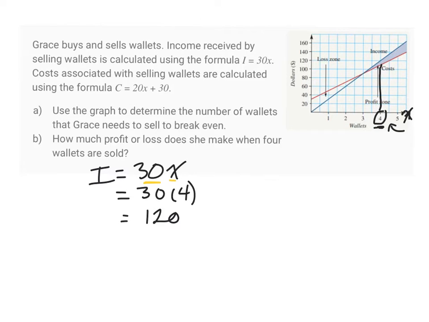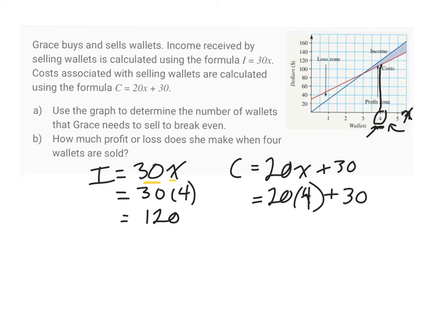So there's her income. Next, we need to figure out her cost. And cost equals 20x plus 30. Again, we have our x value of 4, so she's going to sell 4 wallets. So the cost for selling 4 wallets is going to be $20 per wallet times x, which is 4, plus 30. So what is 20 times 4? That gives us 80 plus an additional $30. 80 plus 30 makes 110.